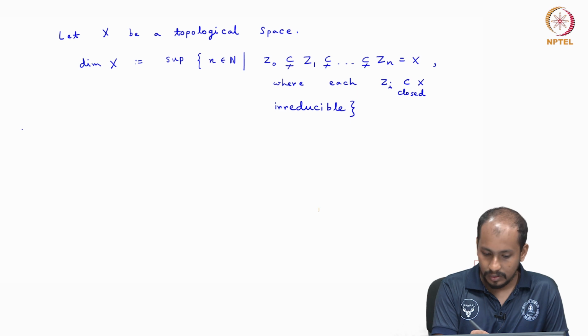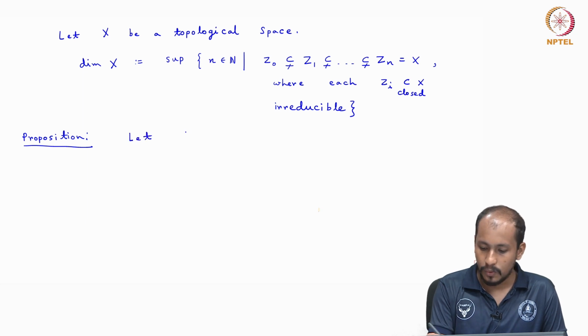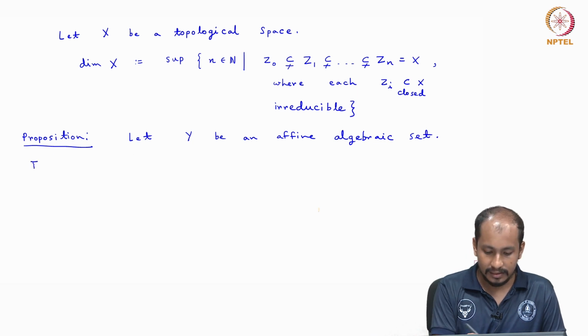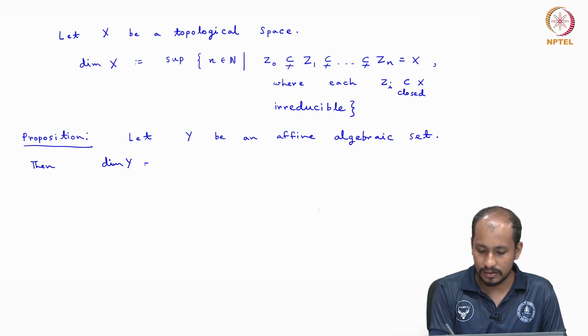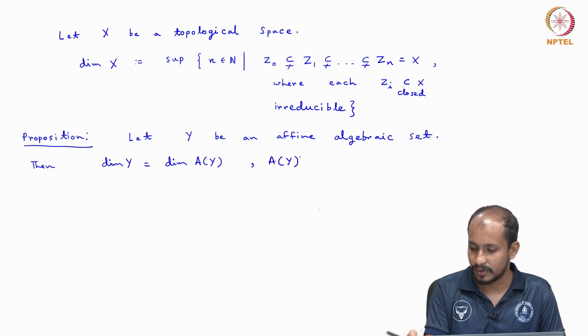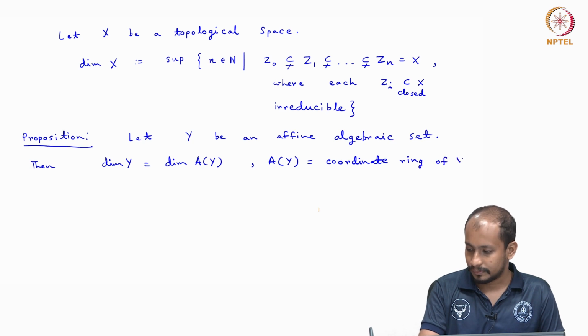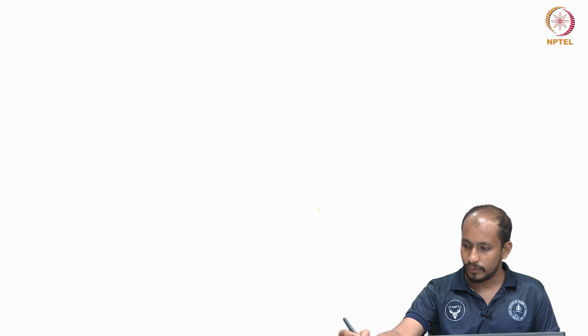So, now I will prove a proposition. Let Y be an affine algebraic set. Then the dimension of Y is equal to the dimension of A(Y), where A(Y) is the coordinate ring of this affine algebraic set. Okay. Now the proof.